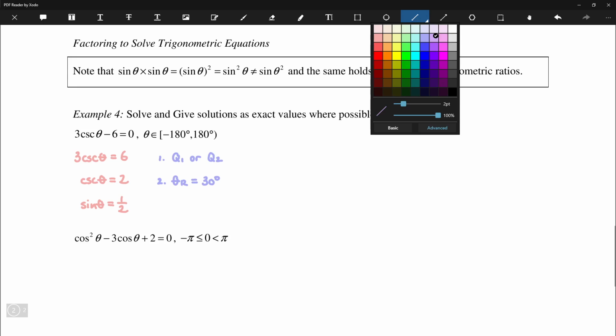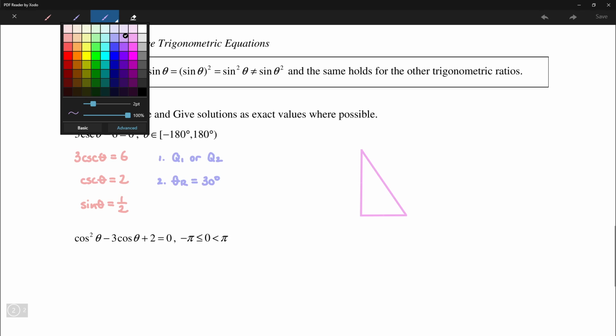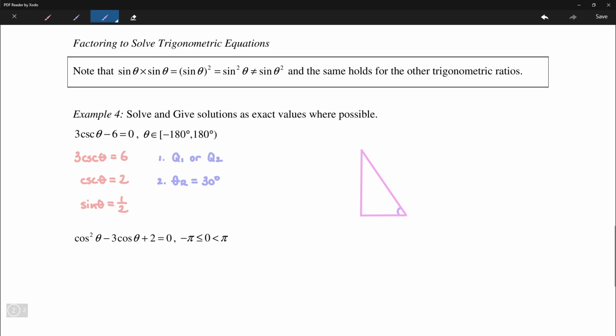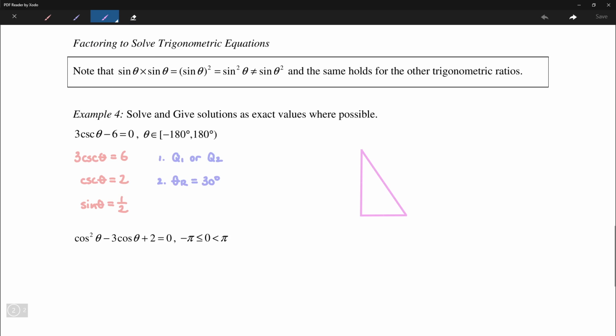So let's go ahead and draw the special triangle to the right here. The 30, 60, 90 triangle. So here is 60 degrees, sorry about that. Here is 60 degrees, 30 degrees at the top, and 90 degrees here. The hypotenuse is 1, this side is 1/2, and here we have √3/2.